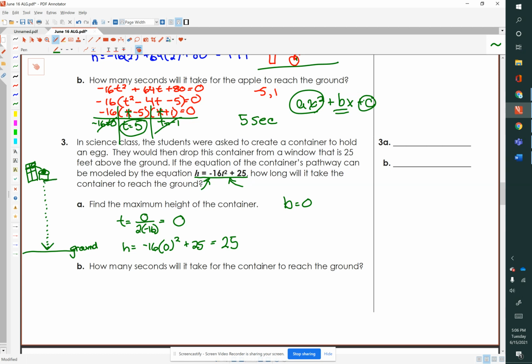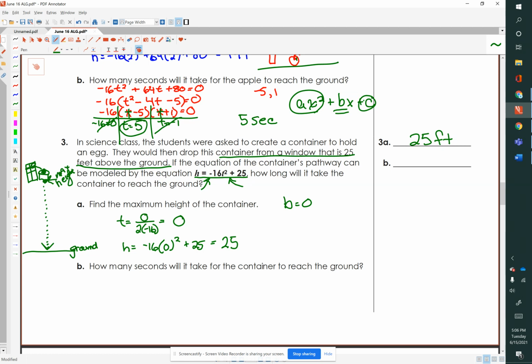is this point right here in the drawing. That's the maximum height. And that height is 25, which makes sense because they tell us they're dropping the container from a window that's 25 feet above ground. So I don't know if anybody figured out that we actually didn't even need to do any math, but we got some good practice. So the maximum height is 25 feet.